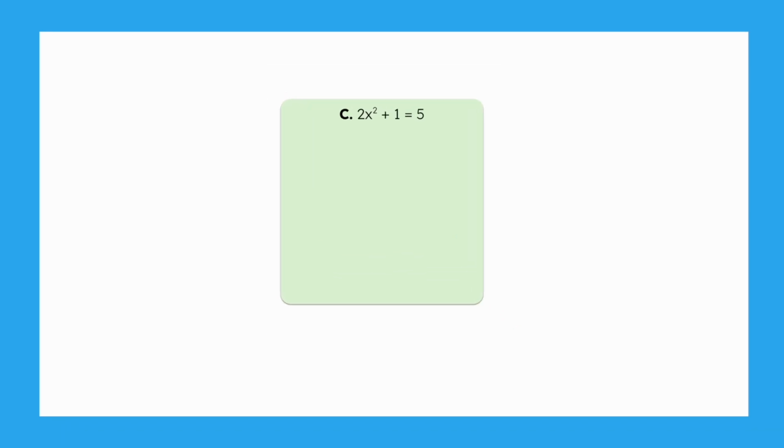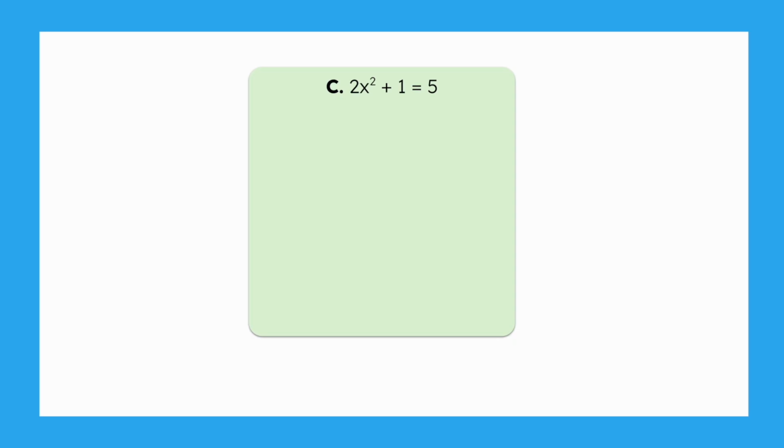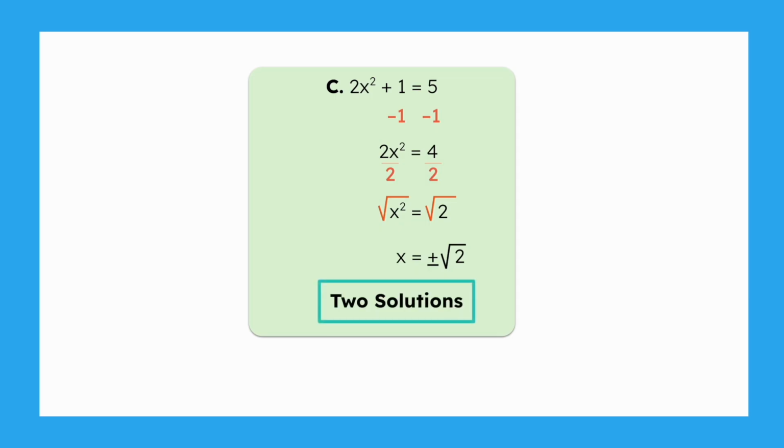Equation C is 2x squared plus 1 equals 5. To get x squared by itself, I first subtract 1 from both sides. Then, divide both sides by 2, and I'm left with x squared equals 2. When I take the square root of both sides, I find that there are 2 solutions. X equals the positive and negative square root of 2.